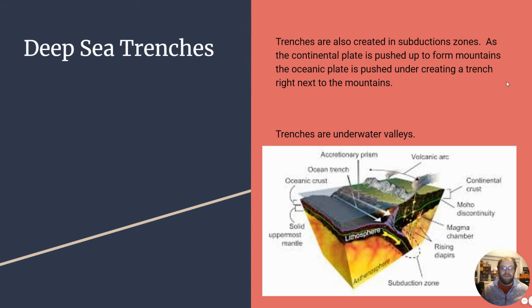Deep sea trenches are created in subduction zones as well, and that's when the continental plates get pushed underneath. It creates kind of a lip, so it looks like this, and it gets sucked in and becomes a trench. They're basically just underwater valleys. The biggest one is Marianas Trench, which is near Japan.